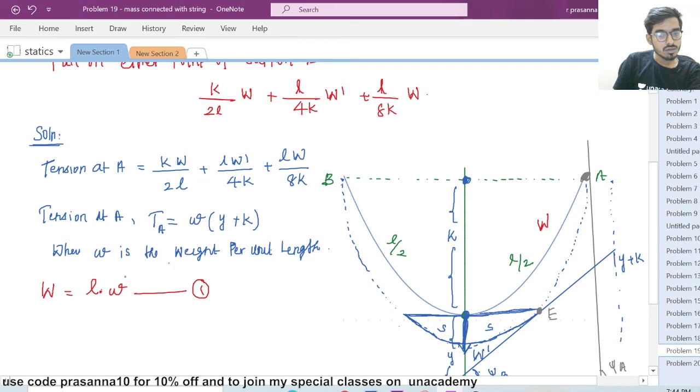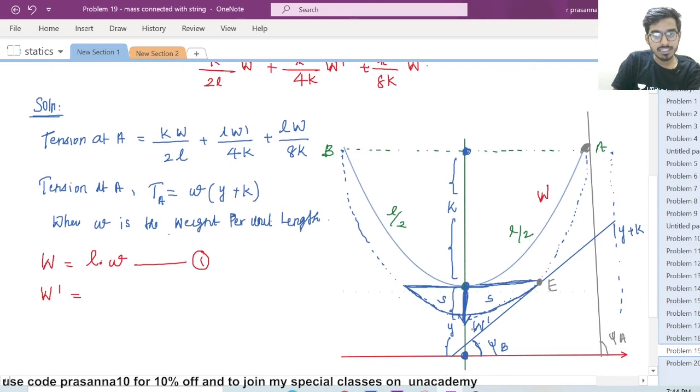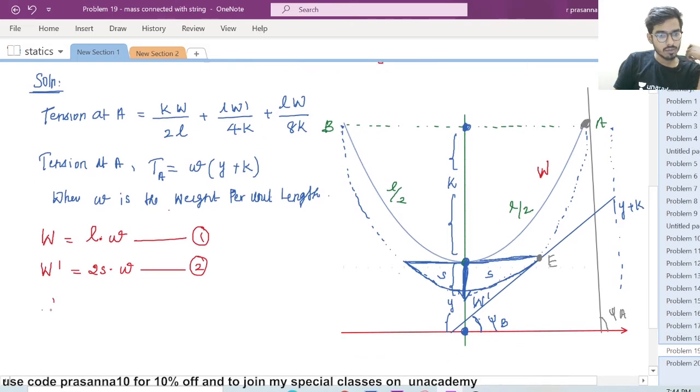Yes. Now what is W dash? What is the weight of W dash? Actually, after attaching, this portion is increased. So my W dash will be 2S times small w, right? 2S times small w. So call this equation number 2, right? So from this 2 you can find the value of S, right?